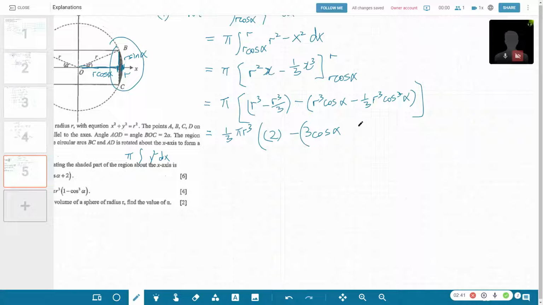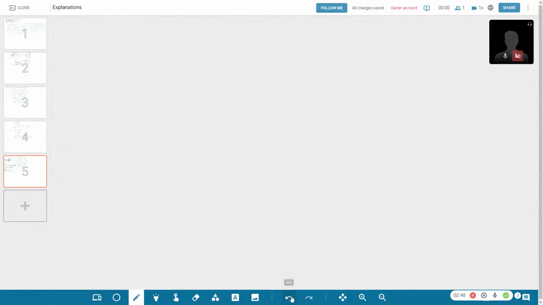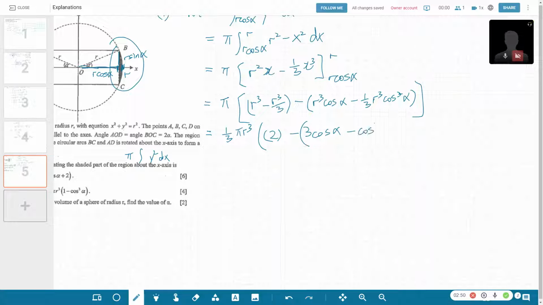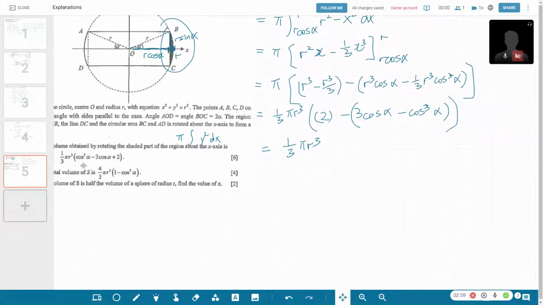Don't remove the brackets too early, to reduce careless mistakes. So take out 1/3 r cubed, we are left with minus cosine cubed alpha. We follow what the question wants, with cosine cubed at the front. So minus minus becomes positive: cosine cubed alpha minus 3 cosine alpha plus 2. So this is pretty straightforward, shown.